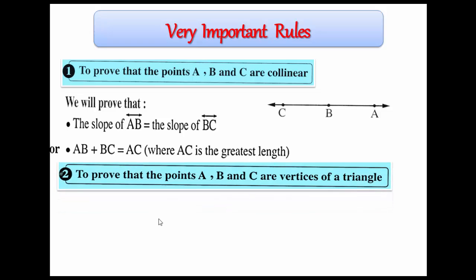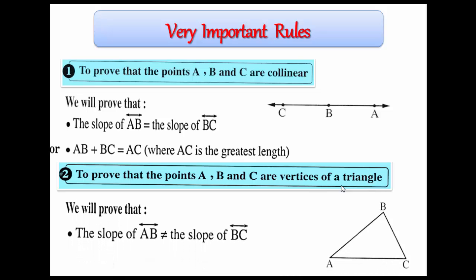Second rule, to prove that the points A, B, and C are vertices of a triangle, we will prove that the slope of AB is not equal to the slope of BC, or AB plus BC is greater than AC, where AC is the greatest length.